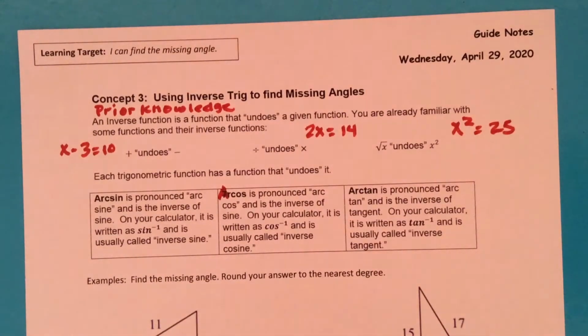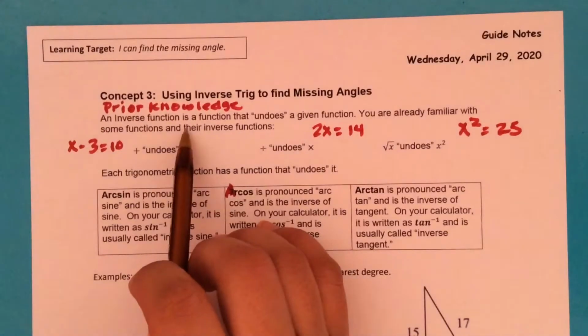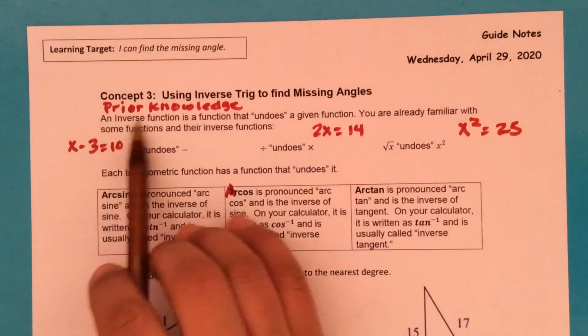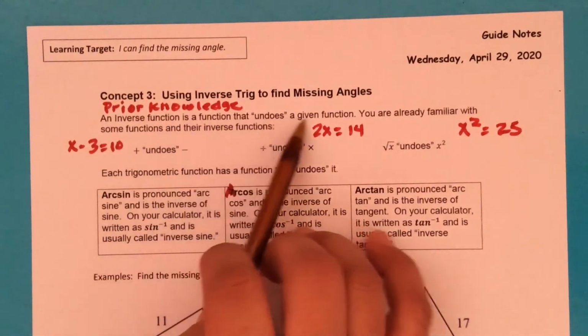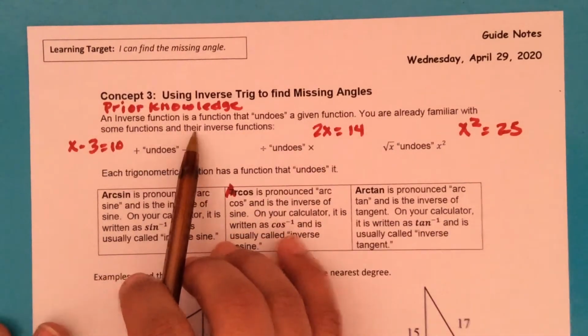Hello, today we're going to be finding the missing angle. And we're going to take a little trip down memory lane. An inverse function is a function that undoes a given function. You already are familiar with some functions and their inverses.